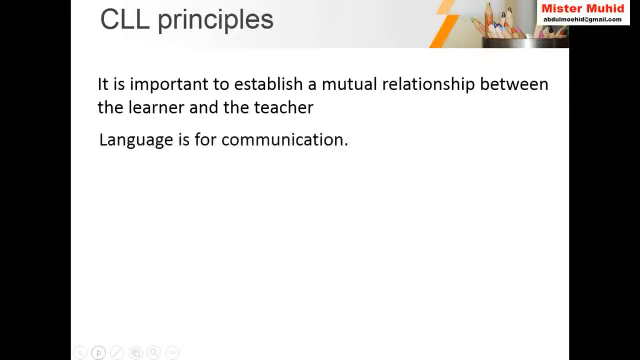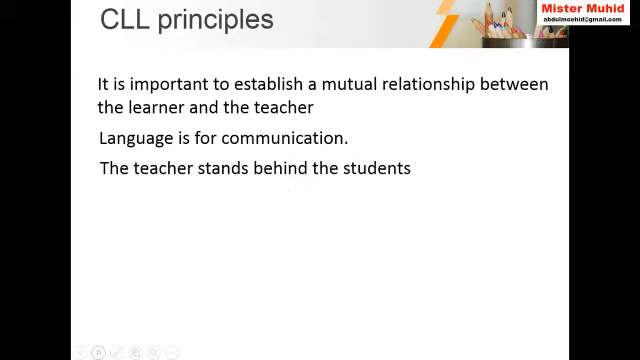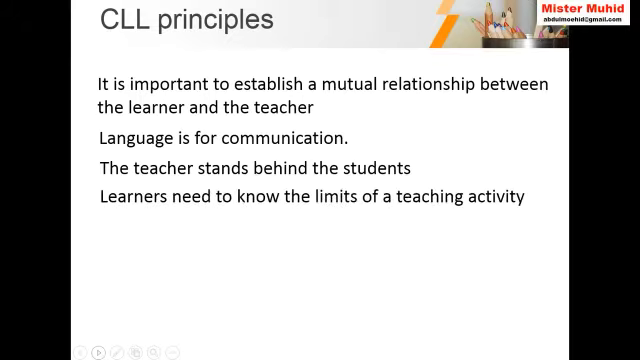Number one, language is for communication. Remember, every time I teach you, I always say that language is for communication. It means in this method CLL, why they must speak, why they must practice, because again language is for communication. If you find your student cannot speak up when you teach English, it means that your teaching is not for communication, but for some other aspects, maybe for grammar, for exercises, and many more.